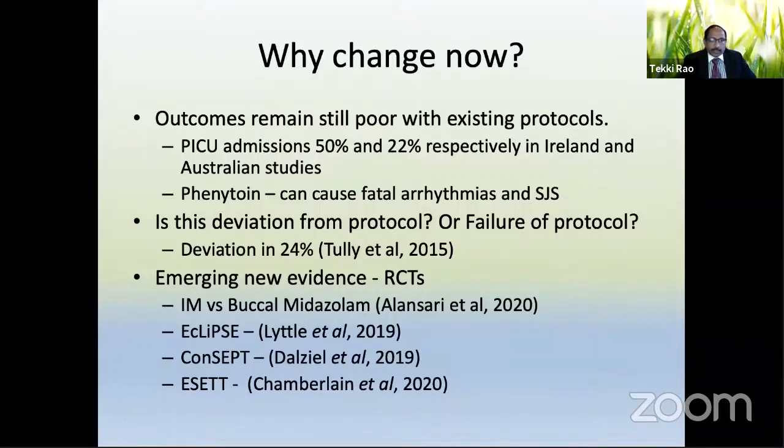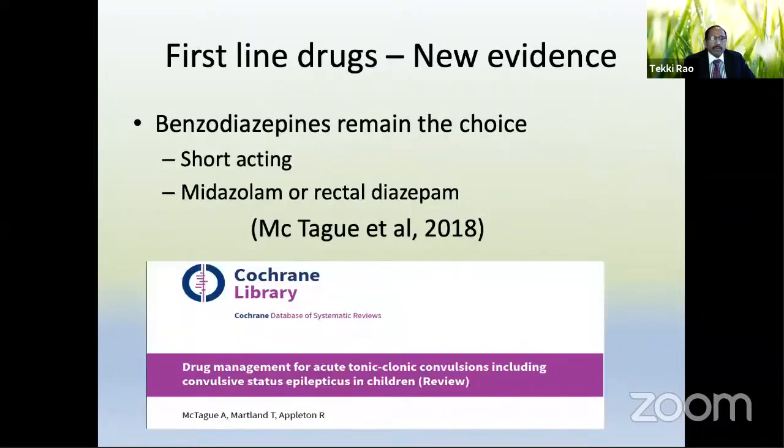Similarly, phenytoin has a risk of fatal arrhythmias and Stevens-Johnson syndrome, and also it is a very long infusion, at least 20 minutes, and the end-time success rate could be at least 25 to 30 minutes after the infusion. Therefore, I think we need to think about alternatives. Also there were some studies by Tully et al. in 2015. They studied the protocols and found there have been deviations, for example giving 3 benzodiazepines or giving excessive doses without following these protocols, which might be causes of failure.